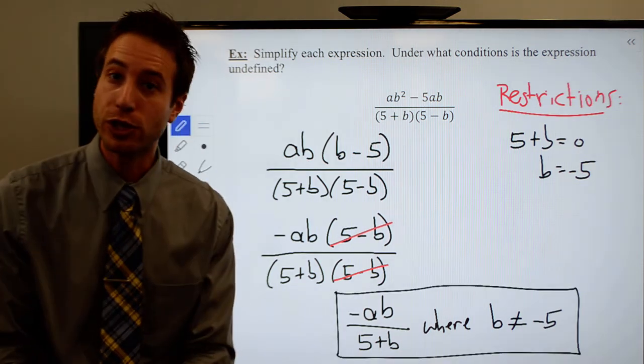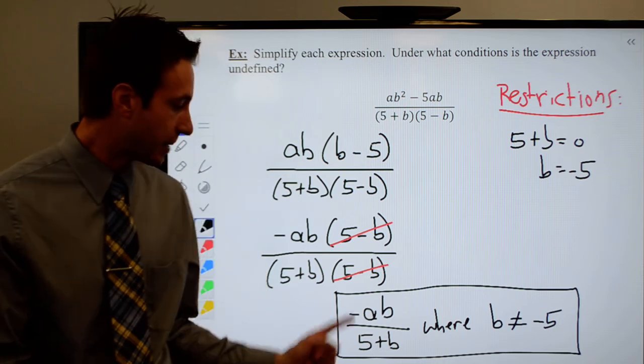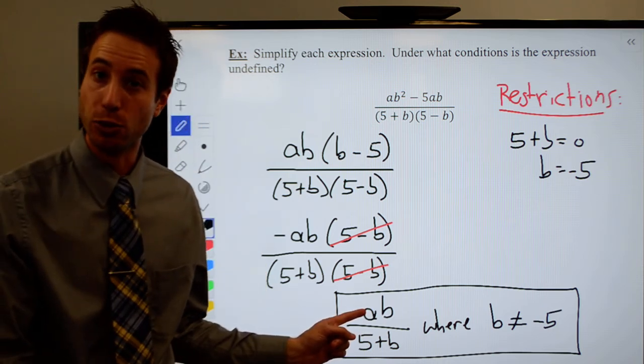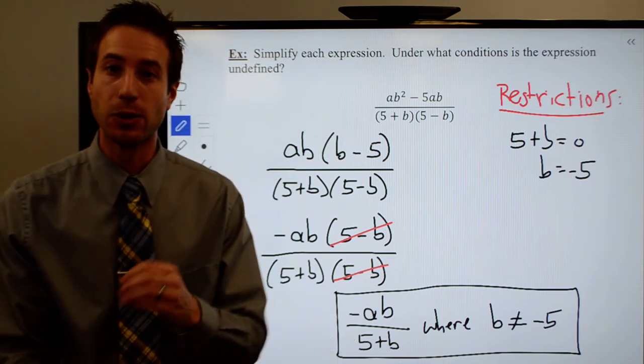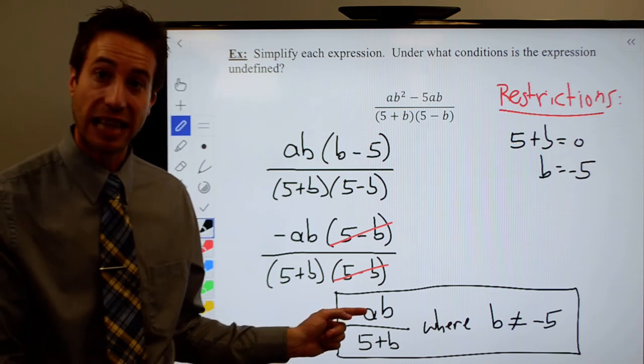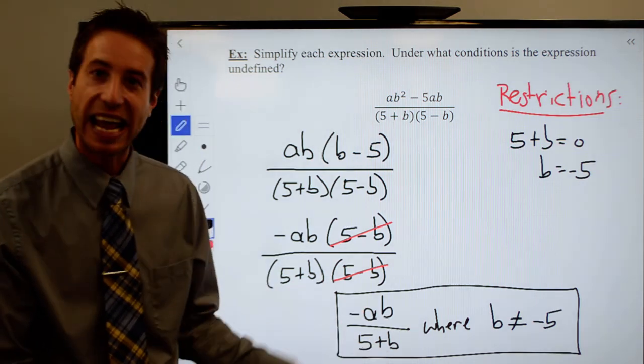There is no restriction on the value of A because A only appears in the numerator. So even if A were 0, no problem. Zeros are allowed in the numerator. You just can't have 0 in the denominator.